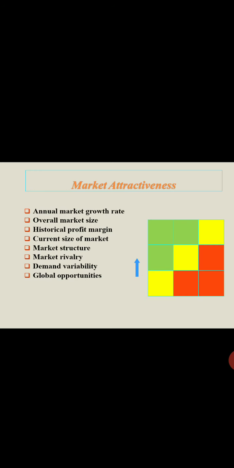If we talk about market attractiveness, these are the various aspects which will tell us what the attractiveness level of our organization's products and services is. So: annual market growth rate, the overall market size, the historical profit margin, the current size of the market structure, the market rivalry, the demand variability, and the global opportunities. These are the various parameters which will decide the market attractiveness of your organization's products and services, which is on the y-axis of your GE 9 cell matrix.